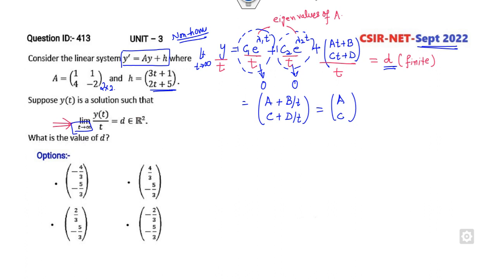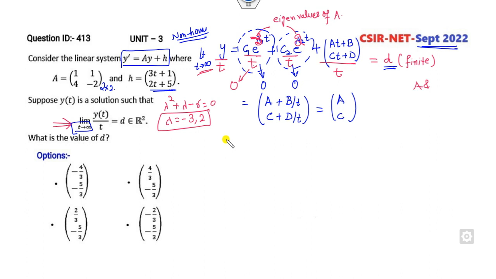Now if you want to find the eigenvalues of this, the trace gives minus and the determinant will be minus 6. So the eigenvalues are minus 3 and plus 2. One value is minus 3, the second value is plus 2. So clearly when you take minus 3, this will go to 0 as t tends to infinity. Similarly here. Now how do you find this?